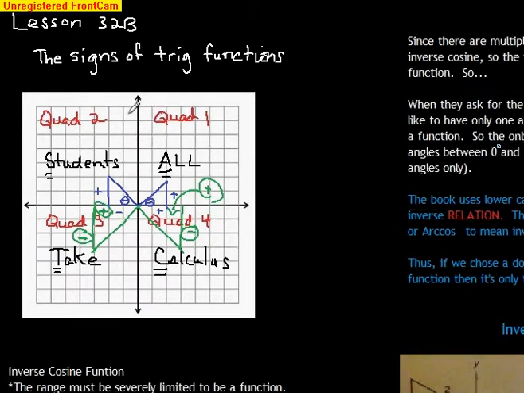Alright, signs of trig functions. So, trig functions each have a sign, and there's a way to remember them that the book gives, and I think it's pretty good. If I draw these little triangles, it's all kind of messy in here, so I just want to try to conserve space. But here I drew a bunch of right triangles, one in each quadrant.